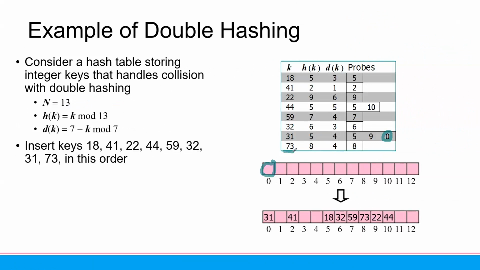And the last one, 73. For 73, the first hash function is 8 and the second hash function is 4. Because 8 has no value, we put it in index 8. Okay, this is the final result with double hashing.